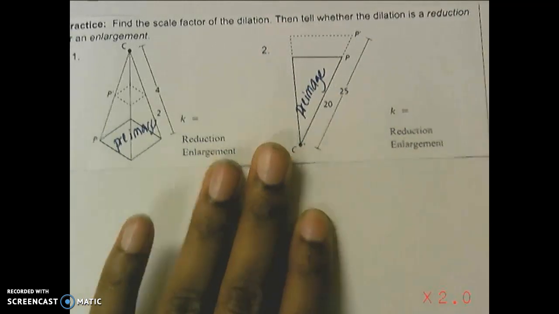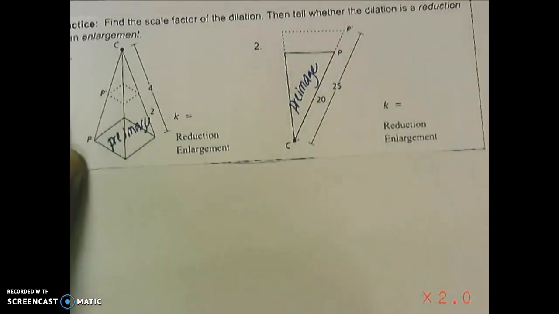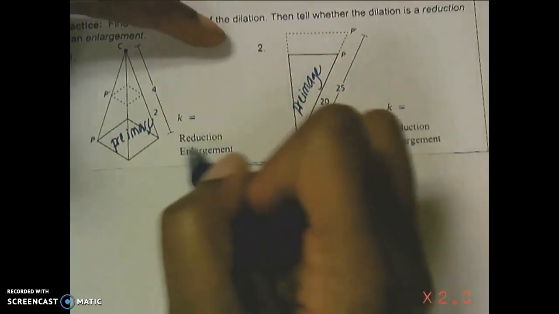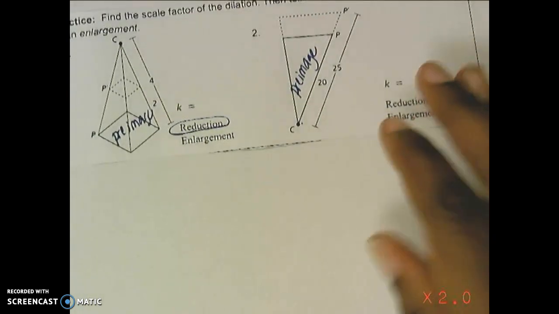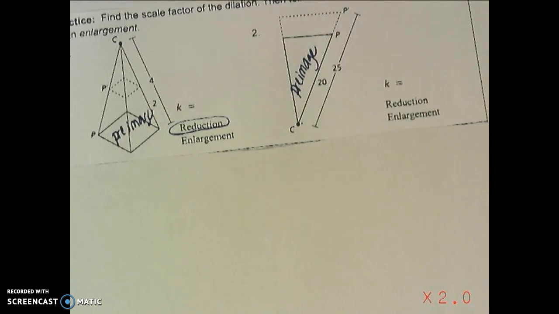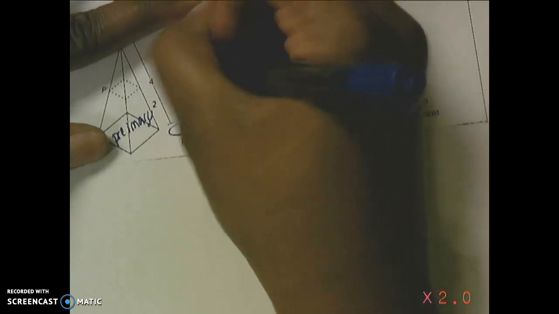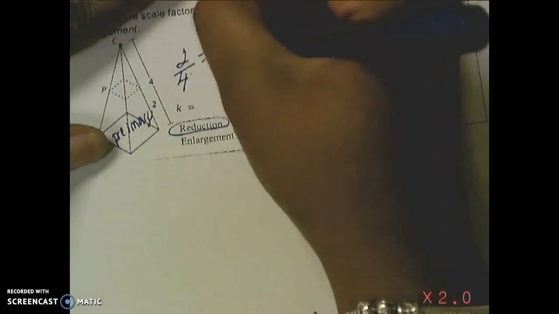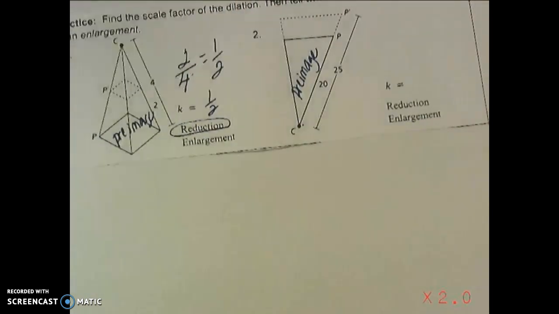But what you notice here, going from P to P prime on number 1, the image is actually getting smaller. So without even looking at the scale factor, we know it's a reduction. And then that way we know that our scale factor needs to be a fraction, or less than 1 but greater than 0. So our fraction that can represent our scale factor here is going to be 2/4, which can be reduced to a half. So our scale factor here, I'm safe for saying that it's a half.